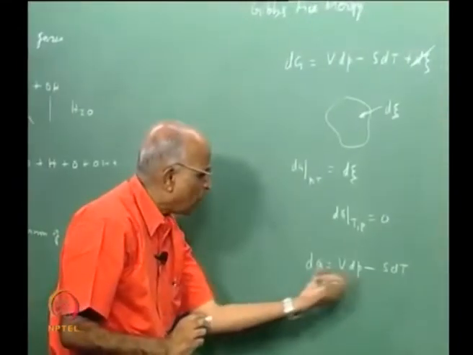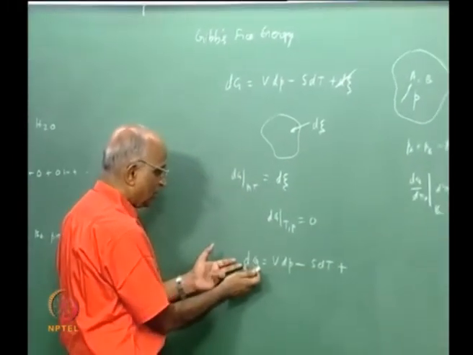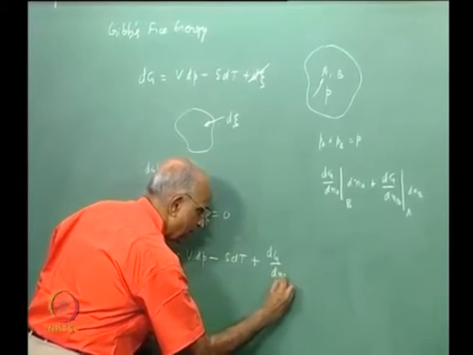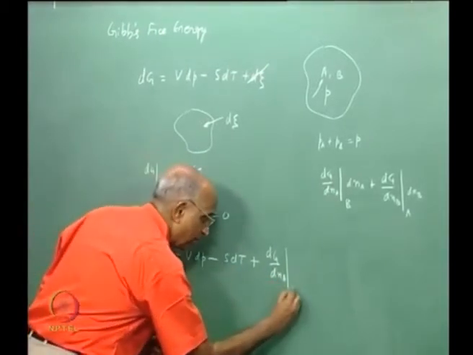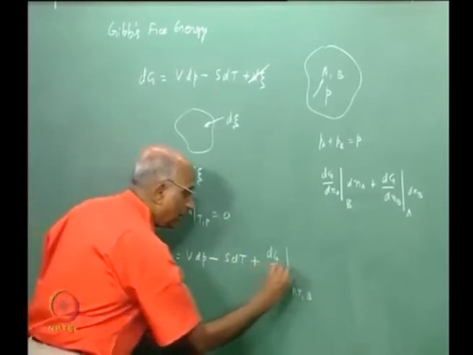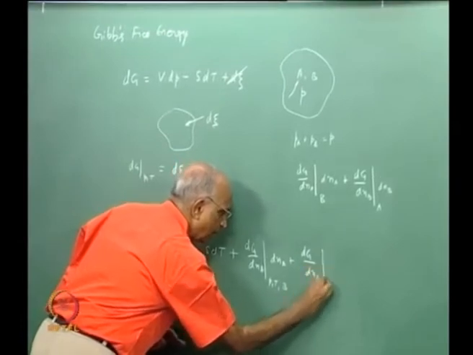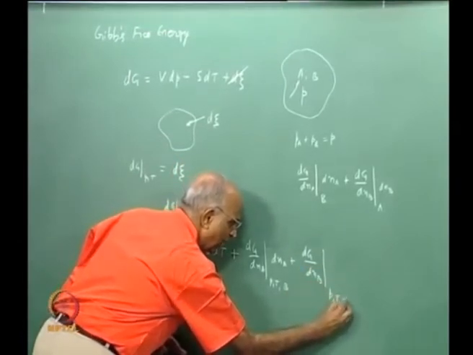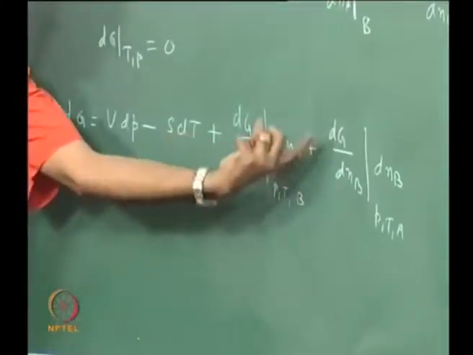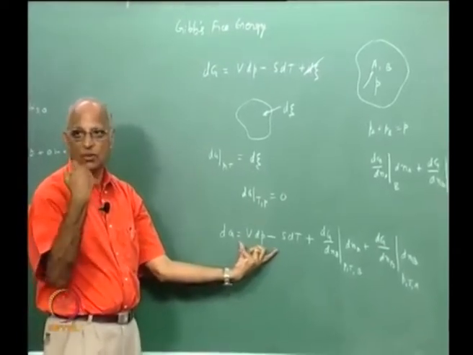In other words, for a multiple component system like A and B, in addition to changes in pressure and temperature which cause a change in the Gibbs free energy, I now also write plus dG by dNA, keeping pressure and temperature constant and component B constant, into dNA, plus dG by dNB, keeping pressure and temperature constant and now A constant, into dNB. This particular term comes because now I have a multiple species system, whereas this part of the equation which we had derived in the last class was for a single component system.